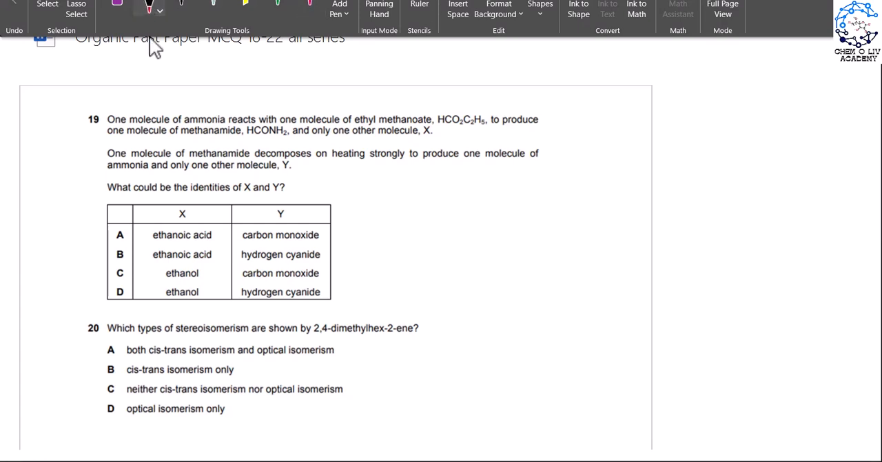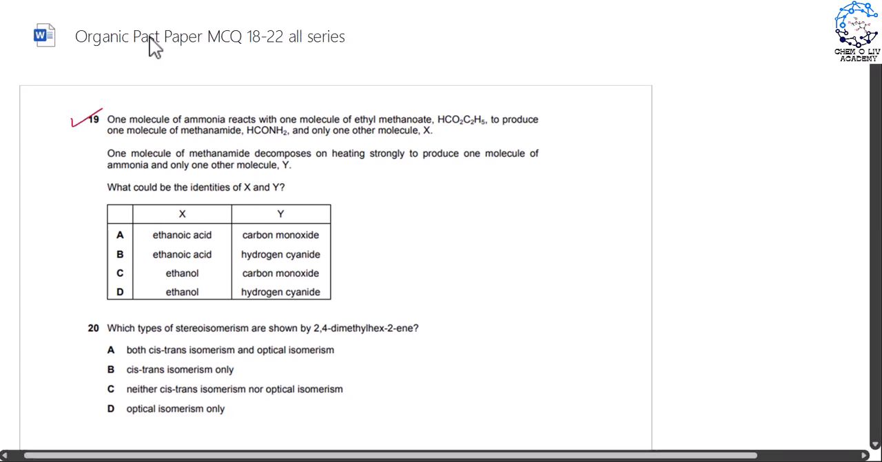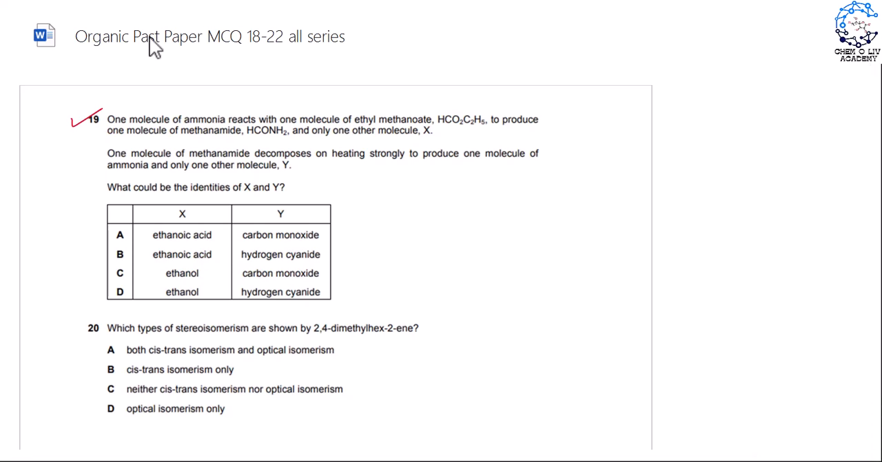Let's start this series. The video is going to be a little lengthy, but we are able to solve all the questions. Let's start with this question. It says one molecule of ammonia reacts with one molecule of ethyl methanoate, the formula is given, to produce one molecule of methanamide.